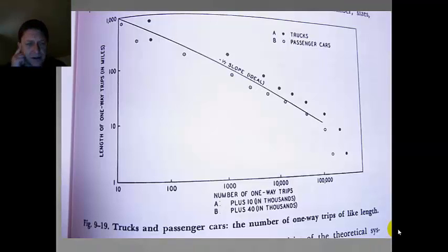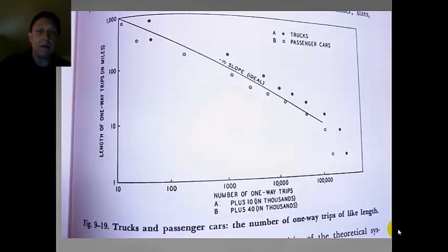Let's go back to Zipf. We can take a look at the length of one-way trips in miles by trucks and passenger cars. This is again in the 1940s. And we can look at the number of trips that are taken. This is actual data that was collected, and what each dot tells us is some combination of the number of trips that were taken and the length of the trips.